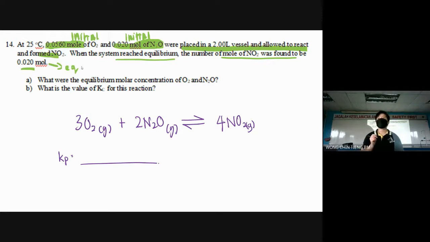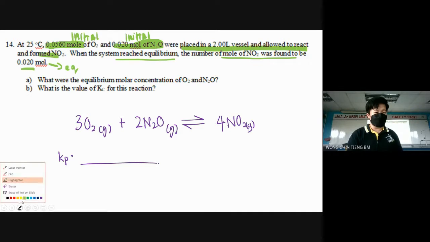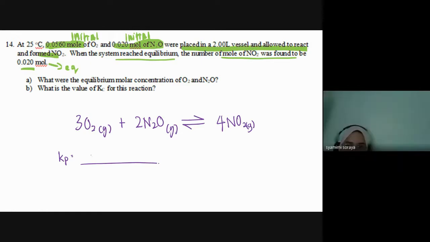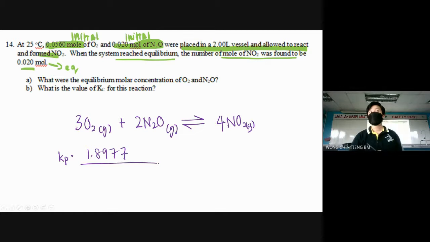No, we need ice table. All right, we need to change the concentration and then we need to do ice table, betul? And then you will get your KC. All right, KP calculated. Mimi, KP kamu? 1.8977. Setuju? Kalau KP kamu betul, then the rest akan betul.